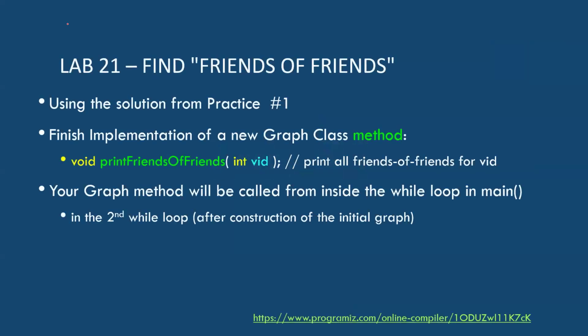So let's talk about lab 21. Not hard. You're going to write a new method inside of the graph class called print friends of friends, and you're going to call it from the main section of your code. So if I am VID, you don't just want to print out my adjacencies. You want to follow each one of my adjacencies and print out its adjacencies. That's what friends of friends means in this new graph data structure that we're using. Okay, so don't even print out my friends, just print out the friends of my friends.